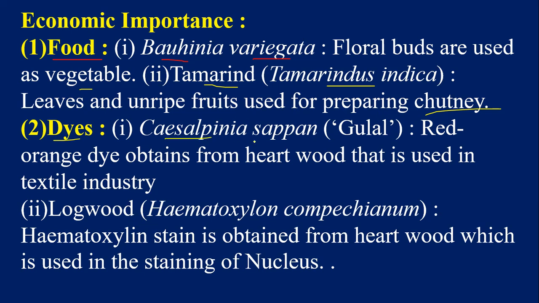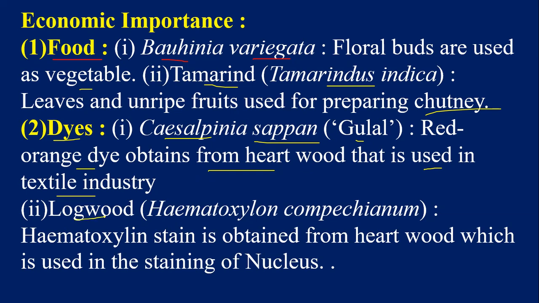from Caesalpinia sappan. It is commonly called as gulal. Red orange dye is obtained from the heartwood of Caesalpinia sappan. This dye is used in textile industries. What is the name of the dye? Gulal. The dye is obtained from the plant Caesalpinia sappan. From which part is the dye extracted? From the heartwood.